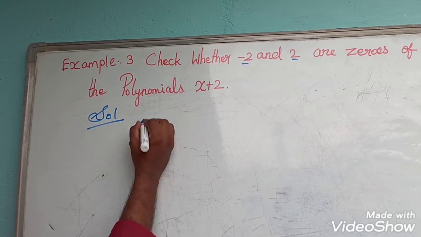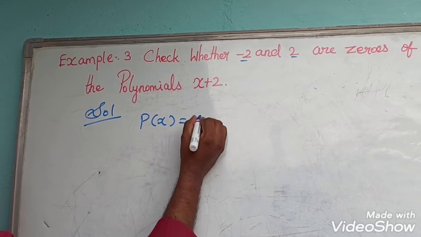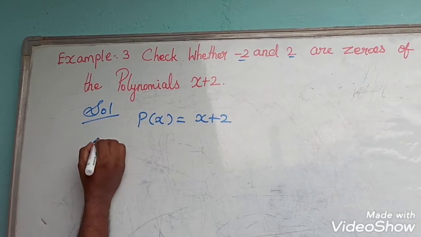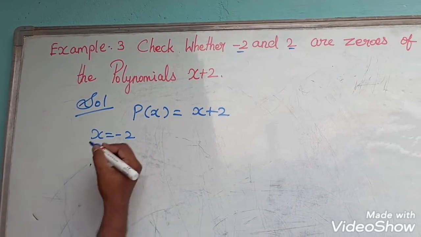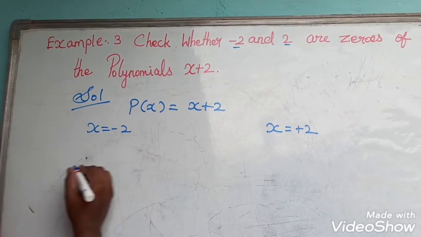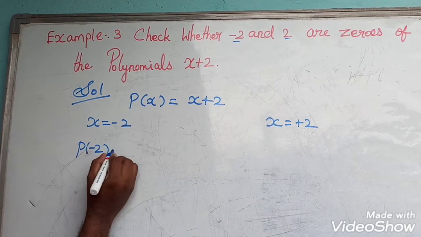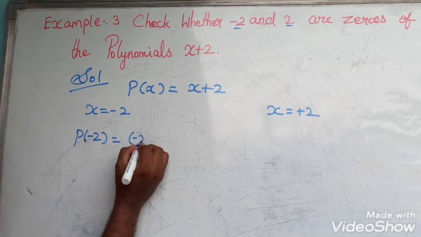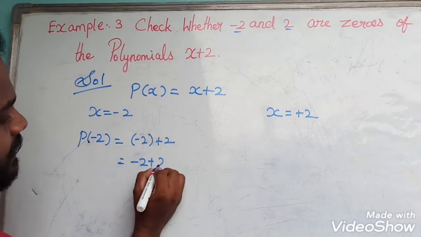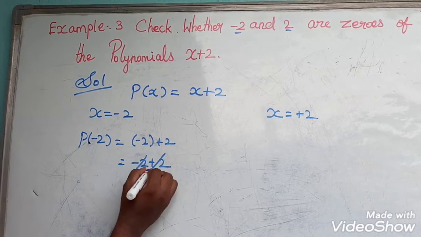Solution. They have given p of x equal to x plus 2. So we have to check minus 2 and plus 2. First x equal to minus 2, and here I take x equal to plus 2. So p of minus 2, I take a bracket, minus 2 plus 2. Here minus 2 plus 2 without bracket. Minus 2 plus 2 becomes 0.